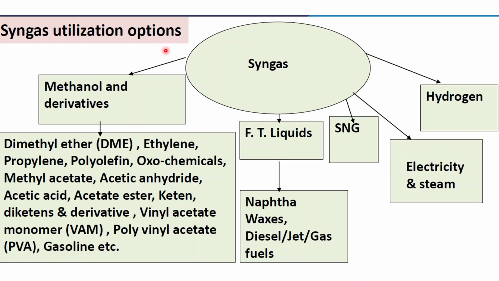So, syngas utilization. Various applications of syngas include: it can give hydrogen for hydrogen fuel and vehicle fuel. It can be used for electricity production, for liquid fuel synthesis such as naphtha, waxes, diesel, and for the synthesis of various chemicals such as methanol and its derivatives, such as given here: dimethyl ether, ethylene, propylene, polyolefin, etc.